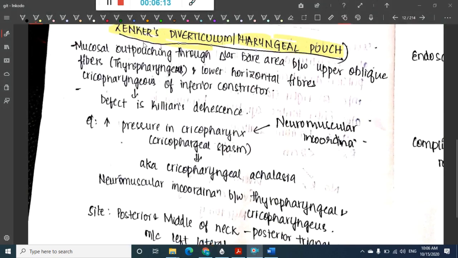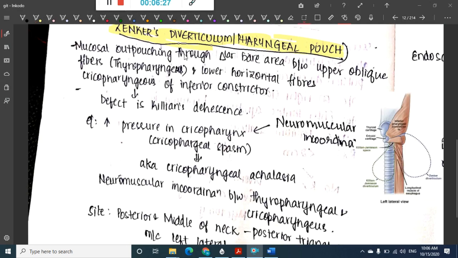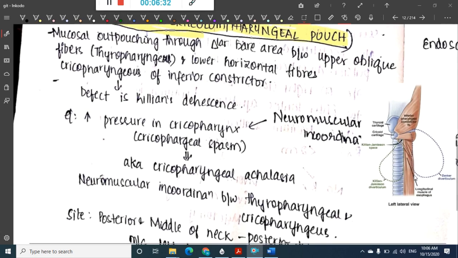In Zenker's diverticulum or pharyngeal pouch, it is an outpouching through the triangular area which is present between the upper oblique fibers and the lower horizontal fibers of the cricopharyngeus of the inferior constrictor. I'll show you the picture, just a minute. This is the picture which is showing the Zenker's diverticulum.